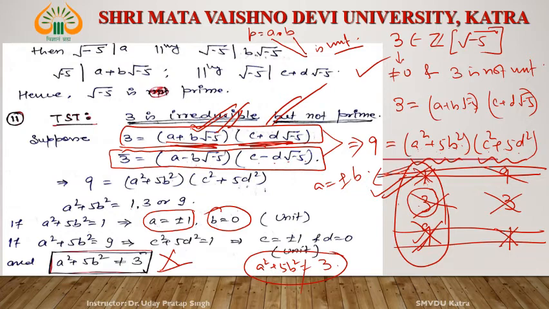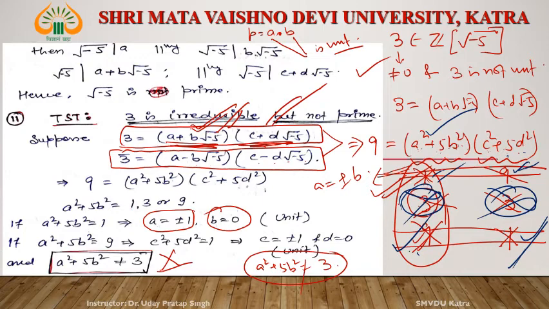If it is not possible, then what is the possibility of a² + 5b²? It is either 9. If this is 9, then this is 1. And if this is 9, then c + d√−5 is a unit. So 3 is irreducible, but 3 is not prime.